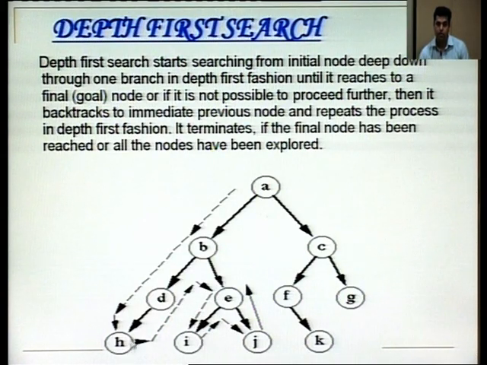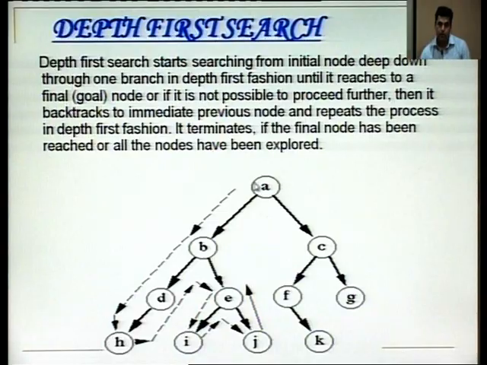After H, it will move to this branch, because there is no branch in between, B to E. First this one depth, then here, then it will again backtrack to A to the other branch, here, here, here, then here.